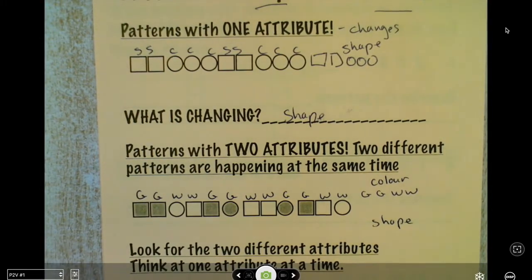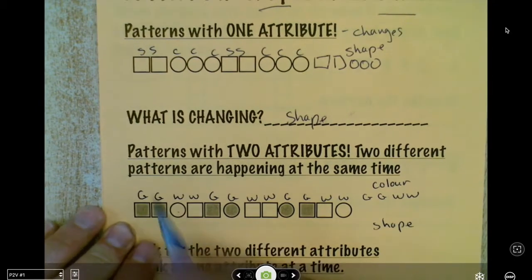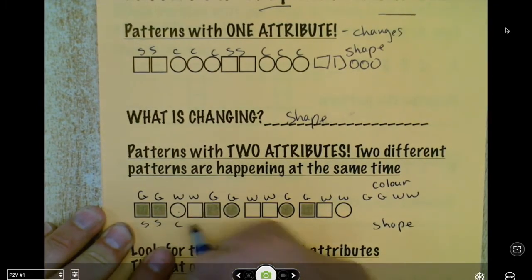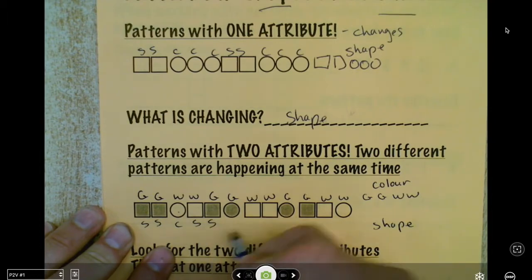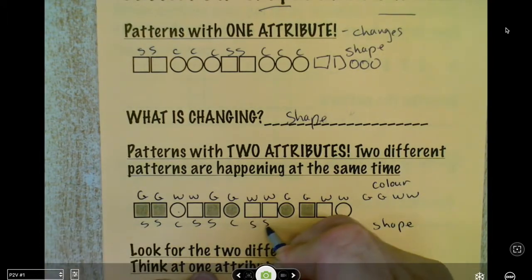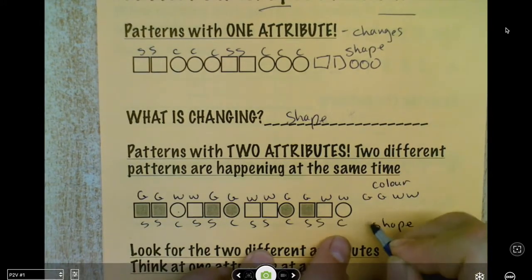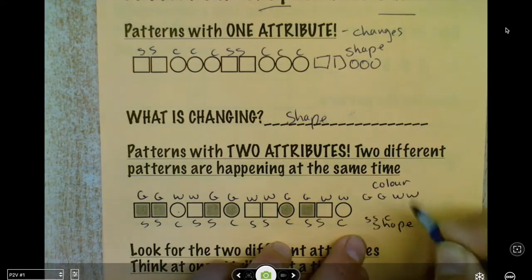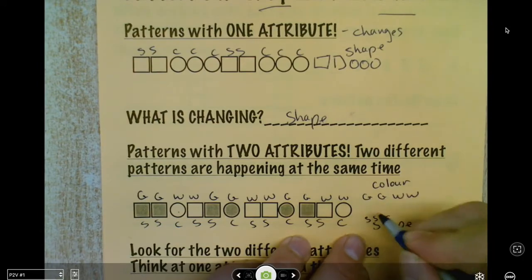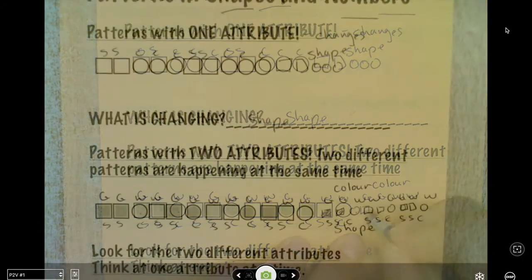Now I'm going to do shape. Square, square, circle. Square, square, circle. So I need a gray square inside here.